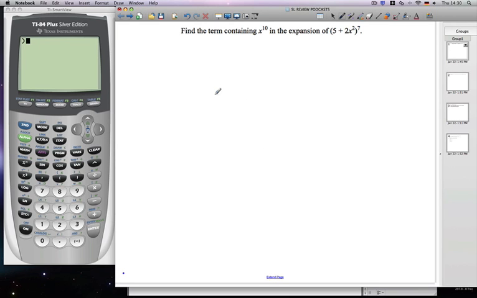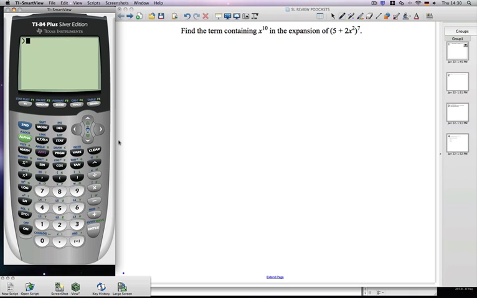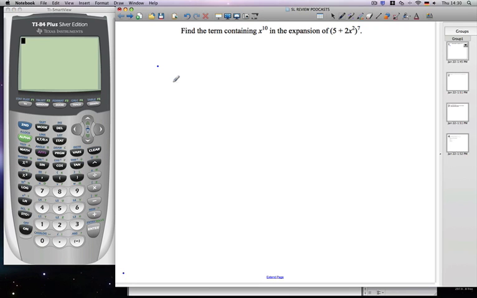So, how do we get started, Mr. Curvis? Good. So there's a number of genres. Sometimes they ask for the coefficient, sometimes they ask for the constant, sometimes they ask for a term, or sometimes they want you to complete an expansion. In this case, we want the term containing x to the power of 10 in the expansion of (5 + 2x²) all to the power of 7.